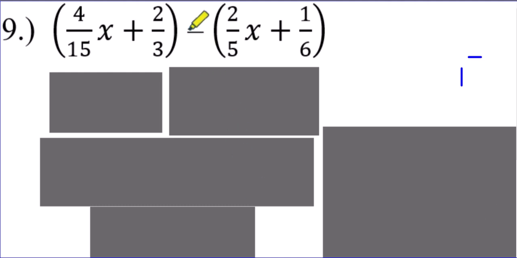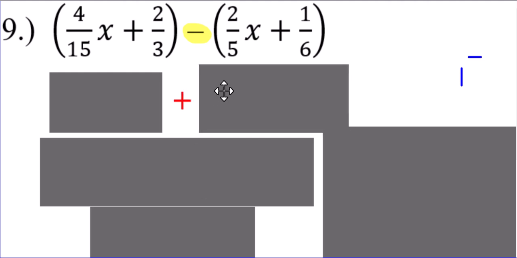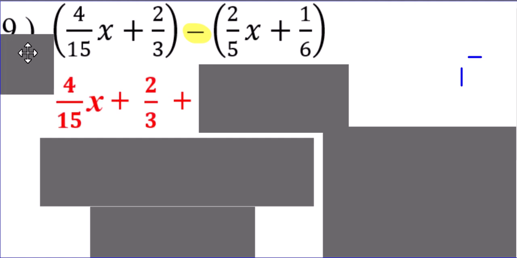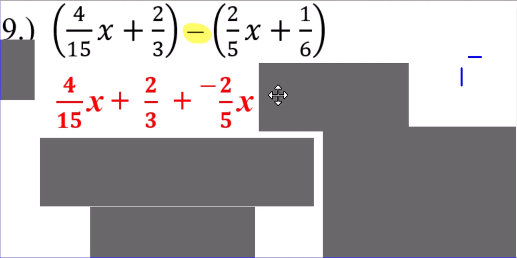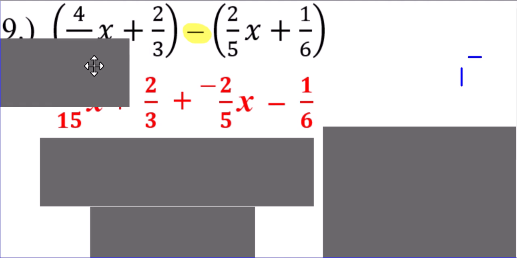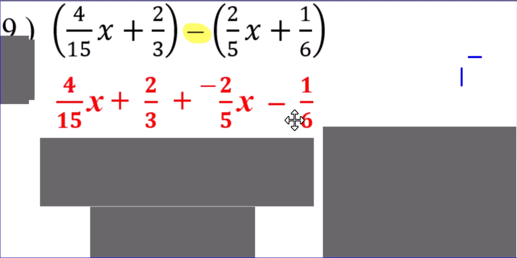Oh, we got minus. So we are going to have to make this become adding the additive inverse. But before I do that, the expression on the left will stay the same. The expression on the right has to become its additive inverse. So it's going to be negative 2/5 x, and instead of plus 1/6, it's going to become minus 1/6. Now, before we go any further, since there's minus here, make that adding the opposite.